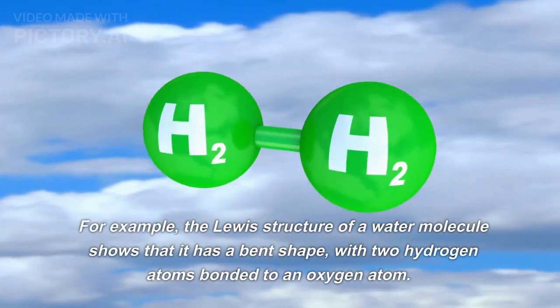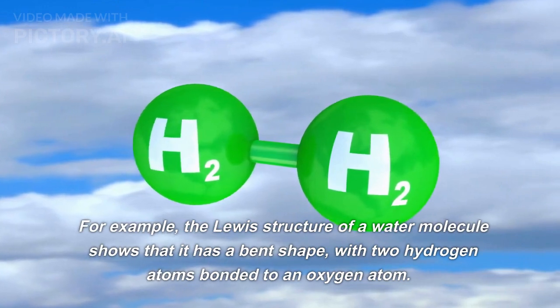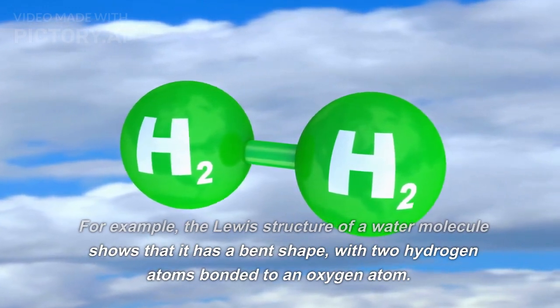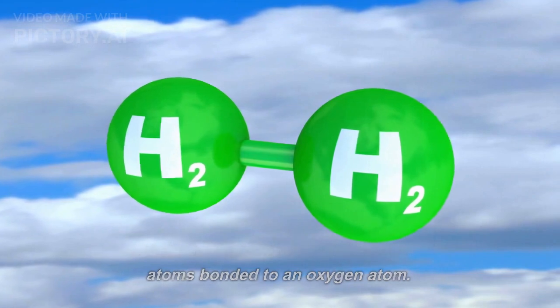For example, the Lewis structure of a water molecule shows that it has a bent shape, with two hydrogen atoms bonded to an oxygen atom.